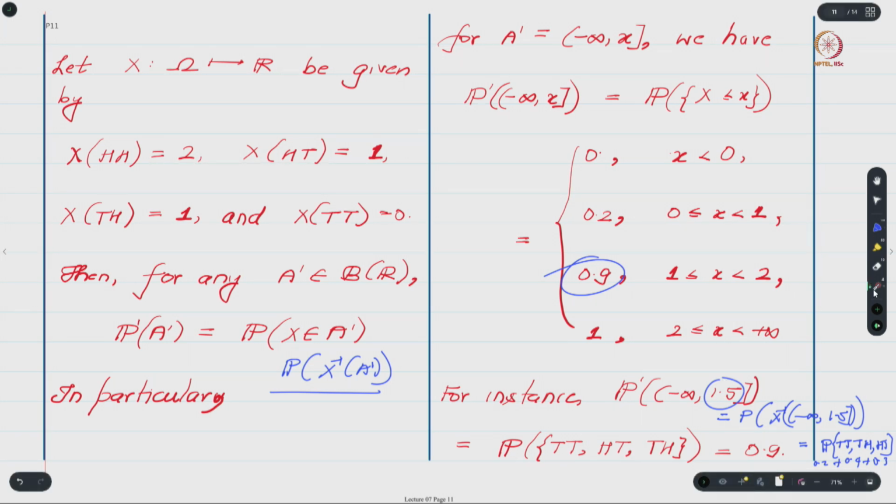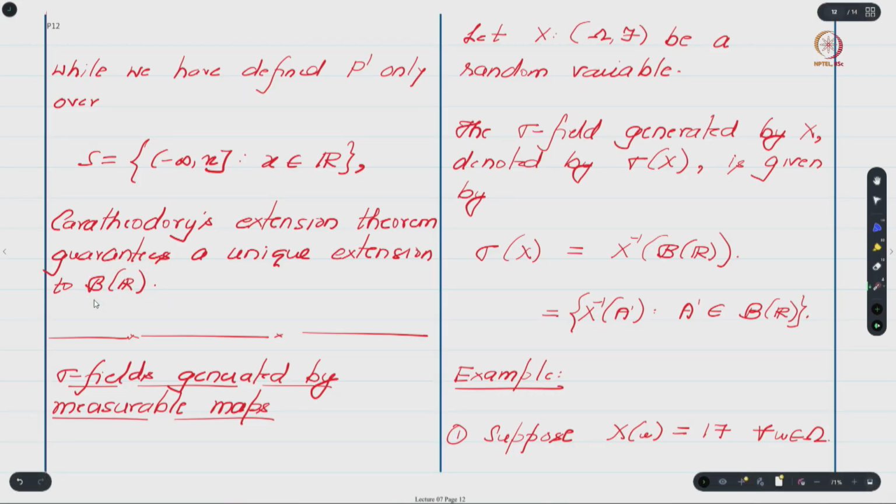So we wanted to define this P prime on the Borel sigma field. What we have done is we have first defined it for sets of this form, and in our previous discussion we had seen that this collection of sets of this form actually forms a semi-algebra, and once we have a semi-algebra we can extend it by using the Carathéodory extension theorem to a probability measure on this Borel field.